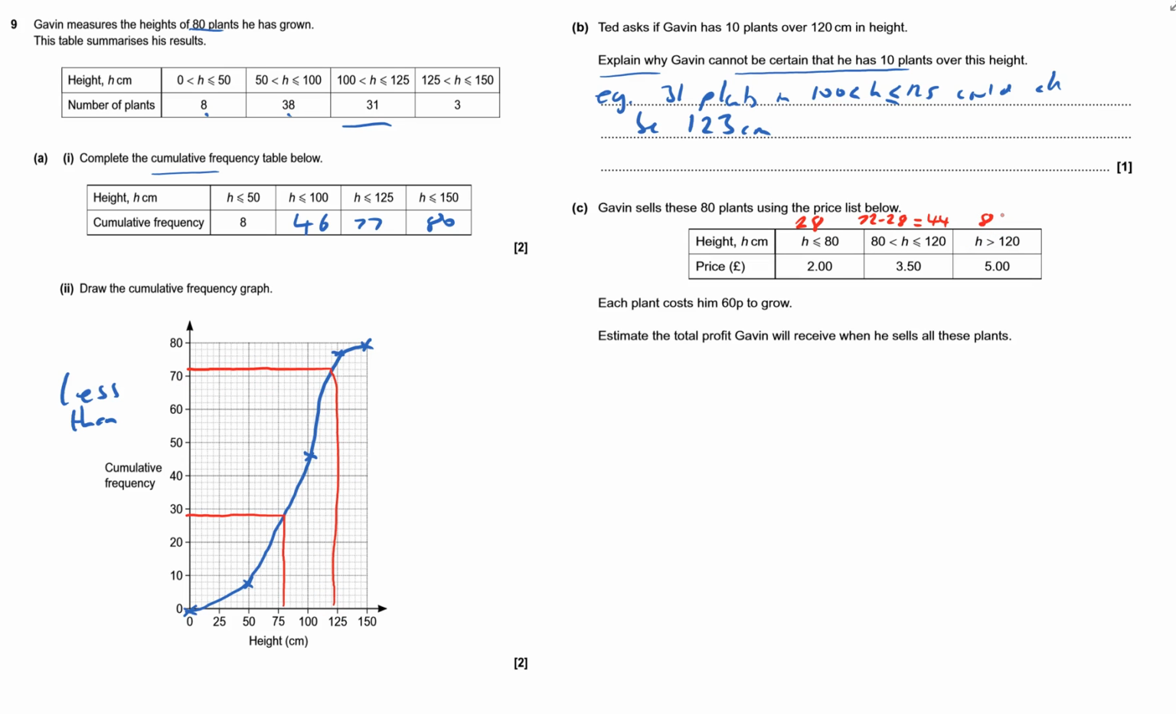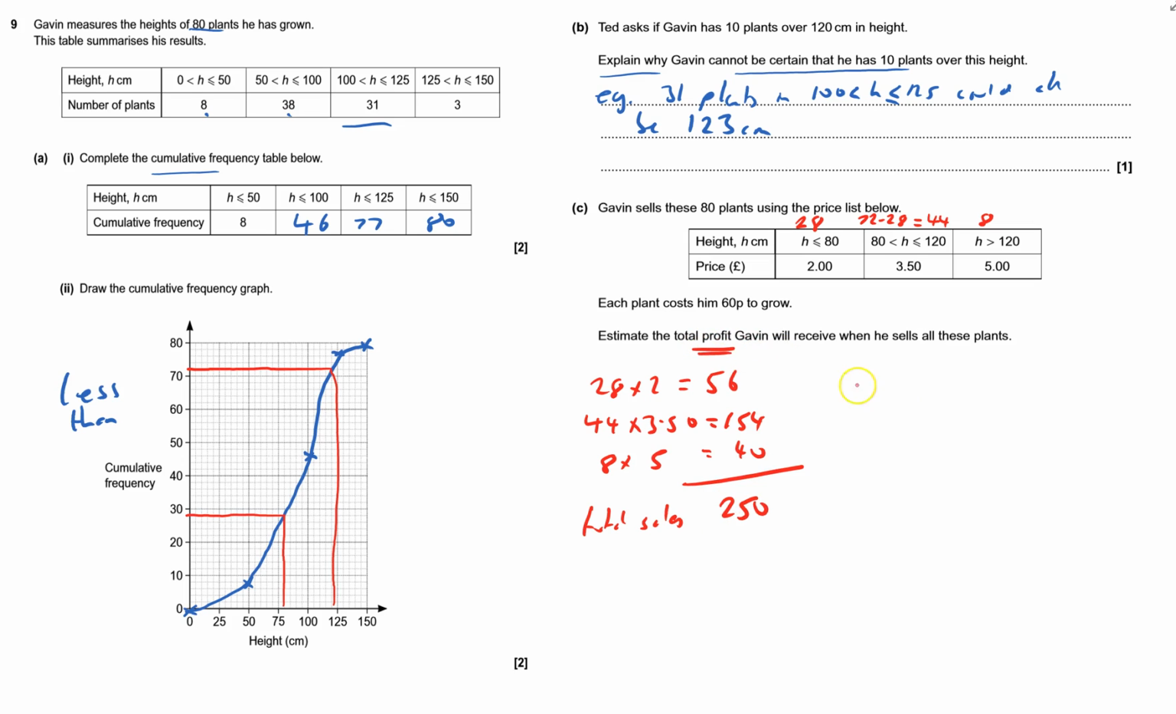So now I can work out what I've got. I've got 28 times by 2, that equals 56. I've got 44 times by £3.50, and that equals 154. And finally we've got 8, that's only at £5, that is 40. And so total sales, well, are those ones, which is 250.